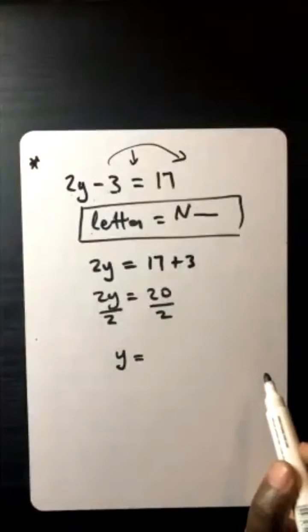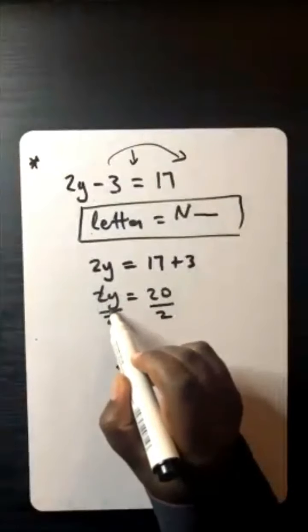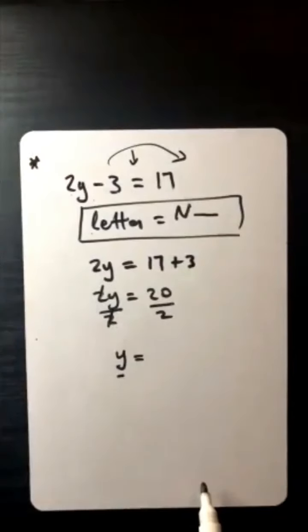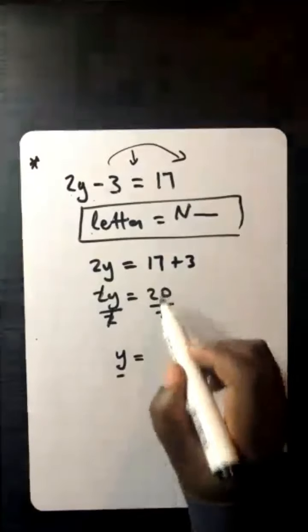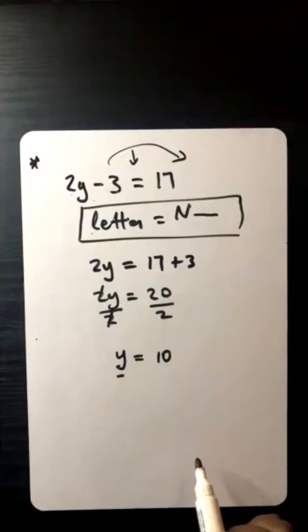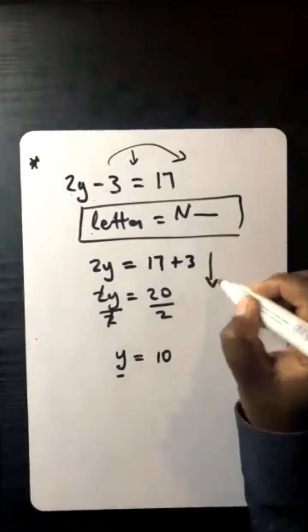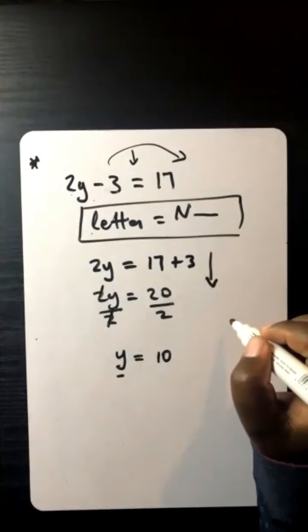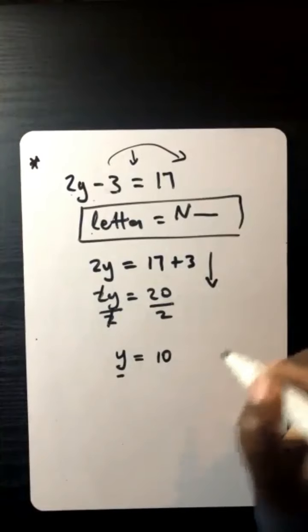Why did I have to divide by 2? It's because I wanted those to cancel so that I remain with a letter which is y. So that divided by that is equals to 10. So can you see, guys? That means I have followed mathematical procedure to solve for the unknown, which is y. And the value of the unknown is 10.